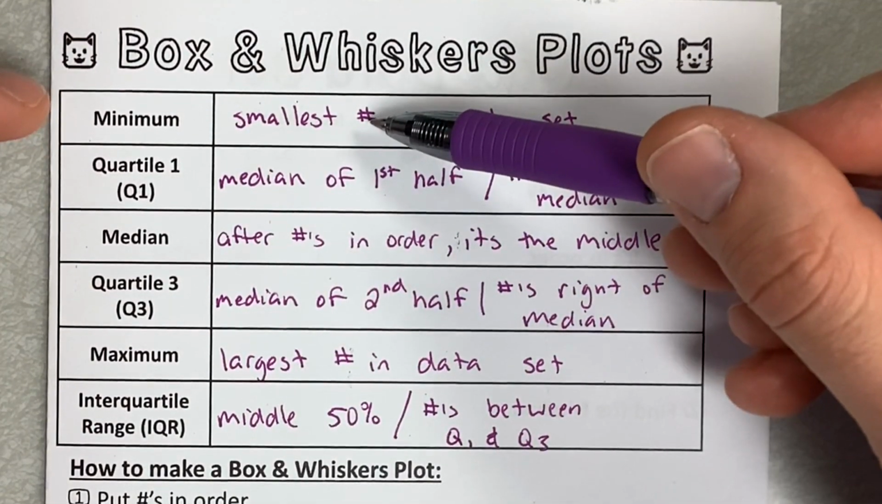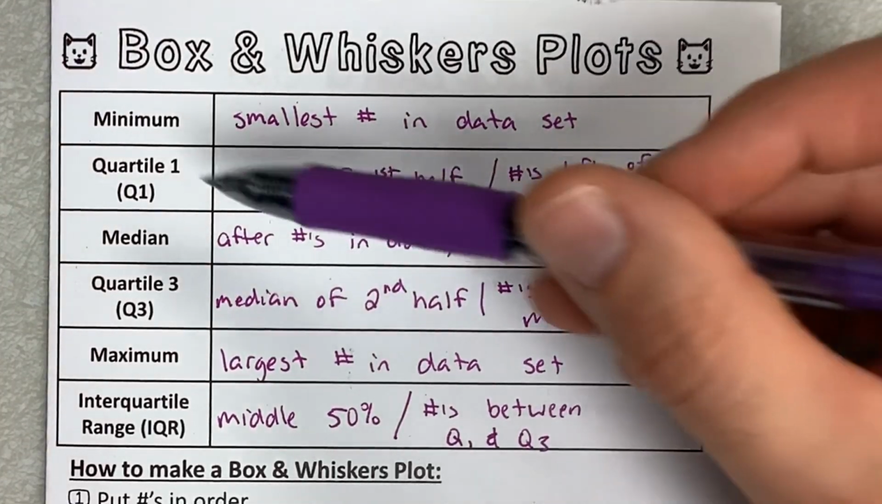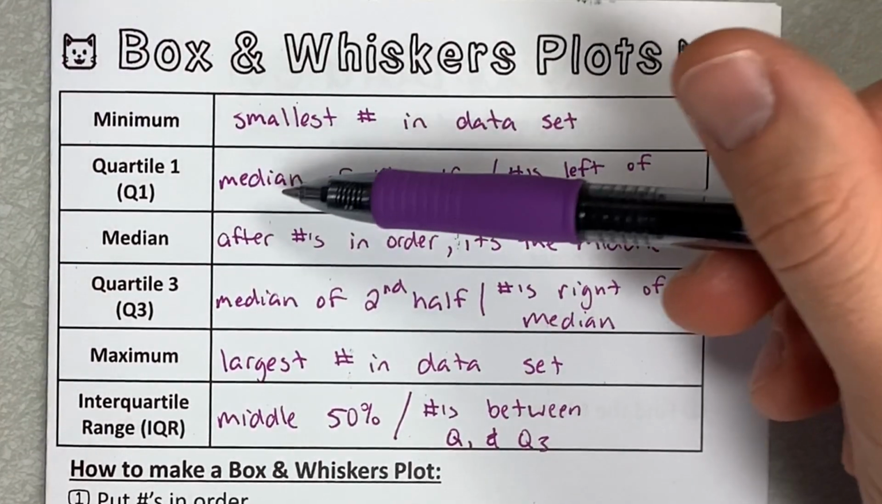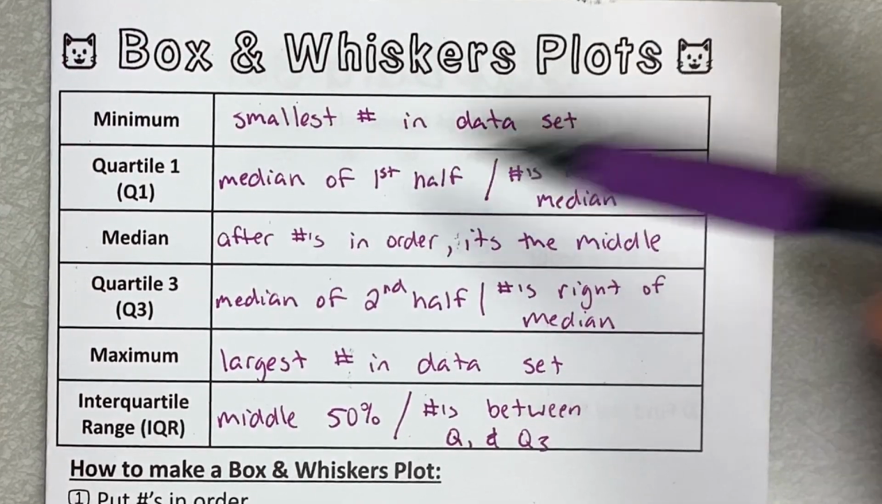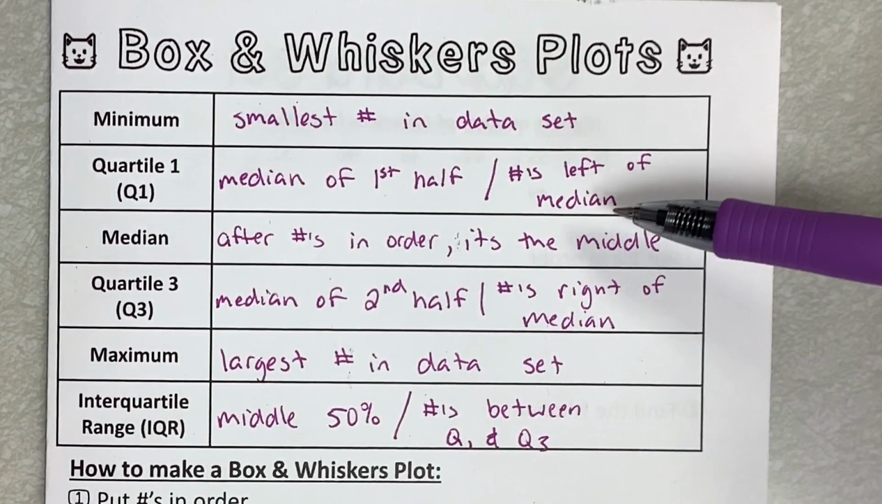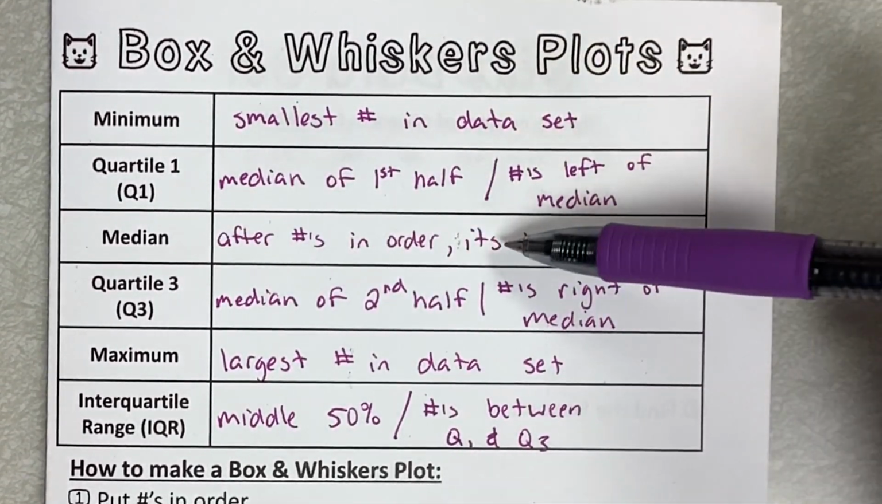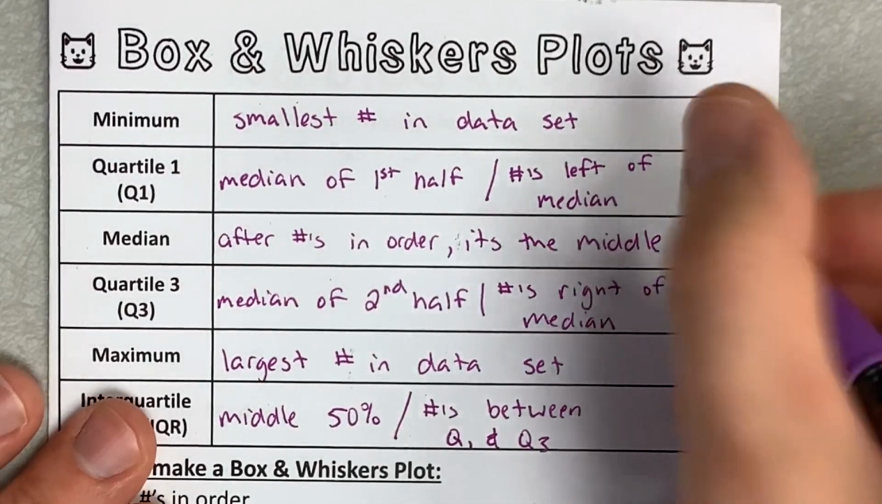Again, I use the pound sign as number because, shorthand, I'm lazy. Quartile 1, median of the first half of your numbers, or numbers left of the median. If you know what median is, here it is. Median, after your numbers are in order, it's the middle number. I guess I should put a little number there.